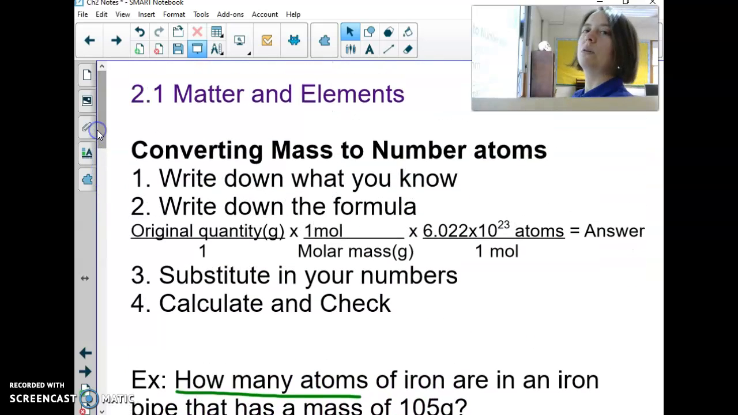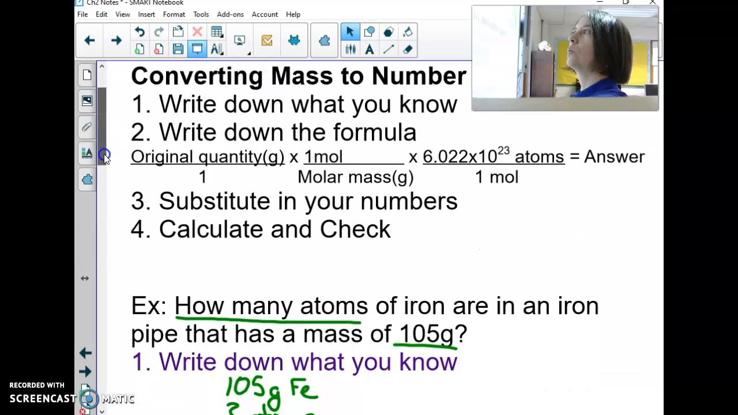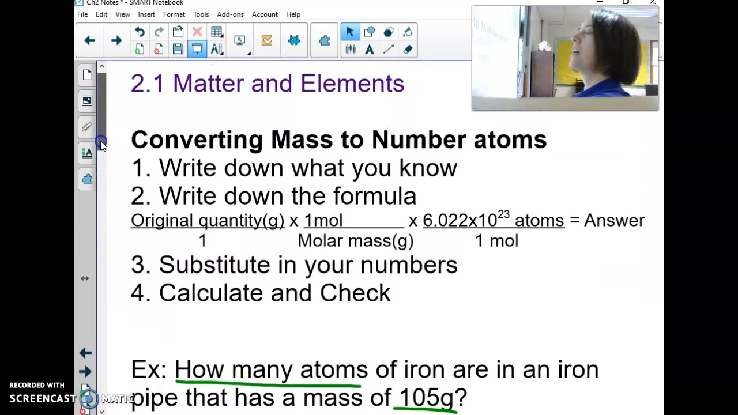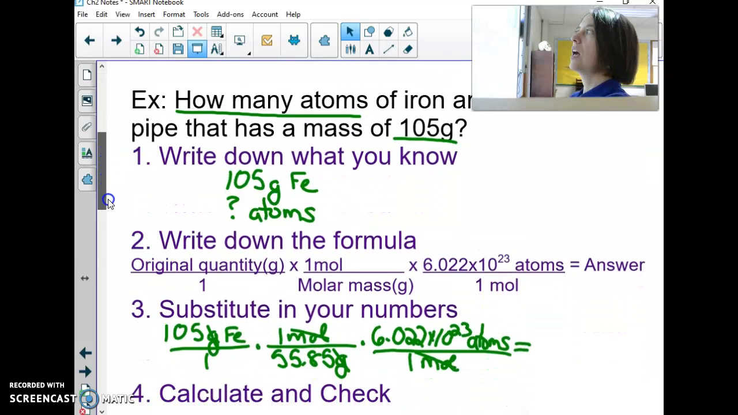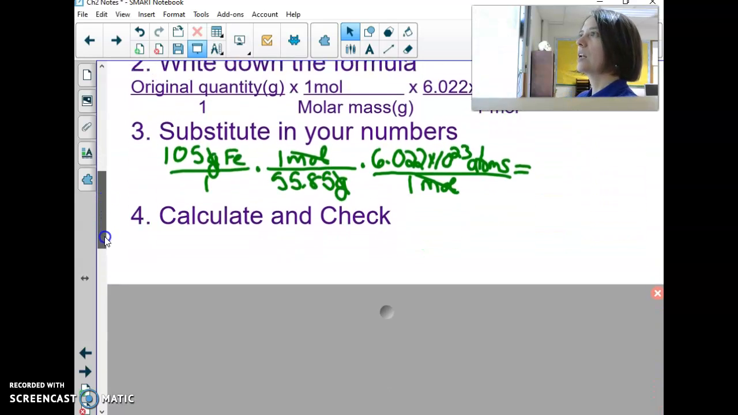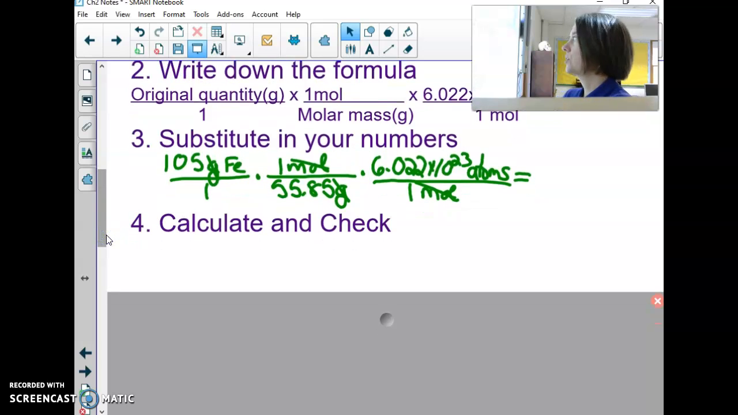And if you remember in Part 4, I left you with a cliffhanger. We were converting mass to number of atoms, and we were looking at how many atoms of iron are in an iron pipe that has a mass of 105 grams. So we set it up, and then you got an answer.